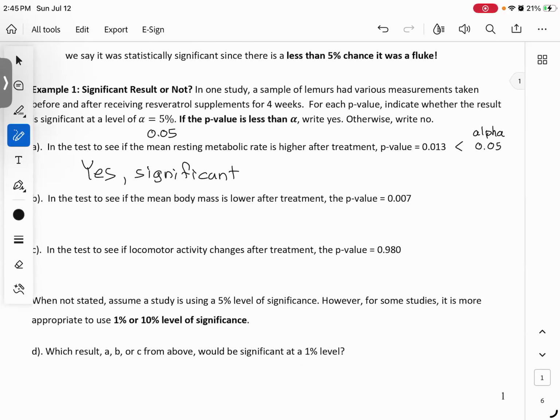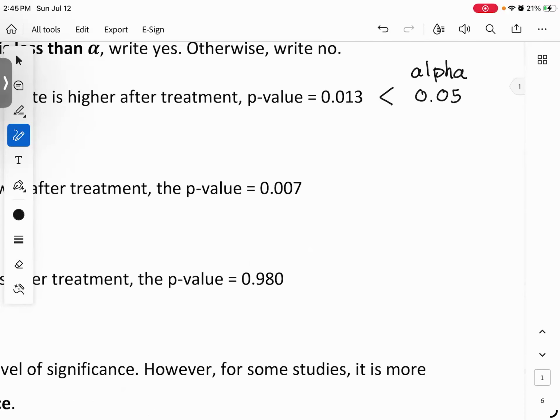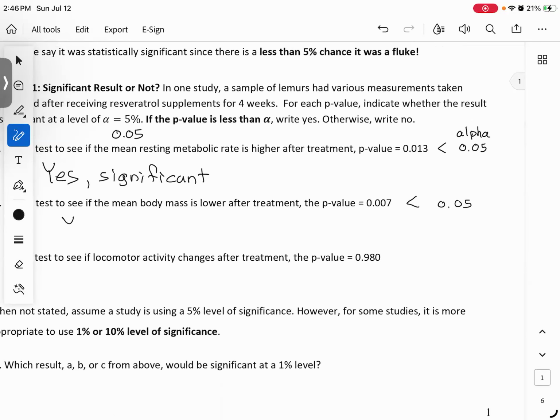Now, the second test was to see whether it would lower their mean body mass. And the p value that they got was 0.007. Again, each time that you are checking to see whether a result was significant or not, you're going to compare it to your alpha, your level of significance. And you can see in this one here as well that the p-value was smaller. So there is also a less than 5% chance that this was a fluke. So you would once again say that yes, this result would be considered significant.